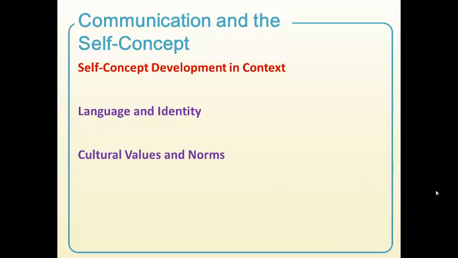A couple of the key things to pick up on are the effect of things like language and how it shapes identity. So this is really key, I guess, when you think about how our culture uses language for girls as opposed to language for boys. So your text will get into that kind of detail. Also, the text talks about cultural values and norms, so how different cultures have different expectations and how they exert different influences on development of self-concept.